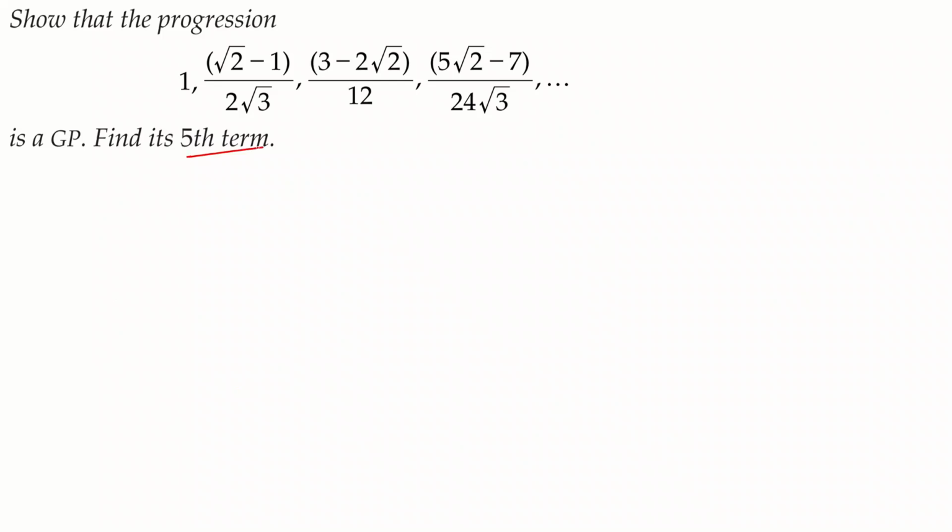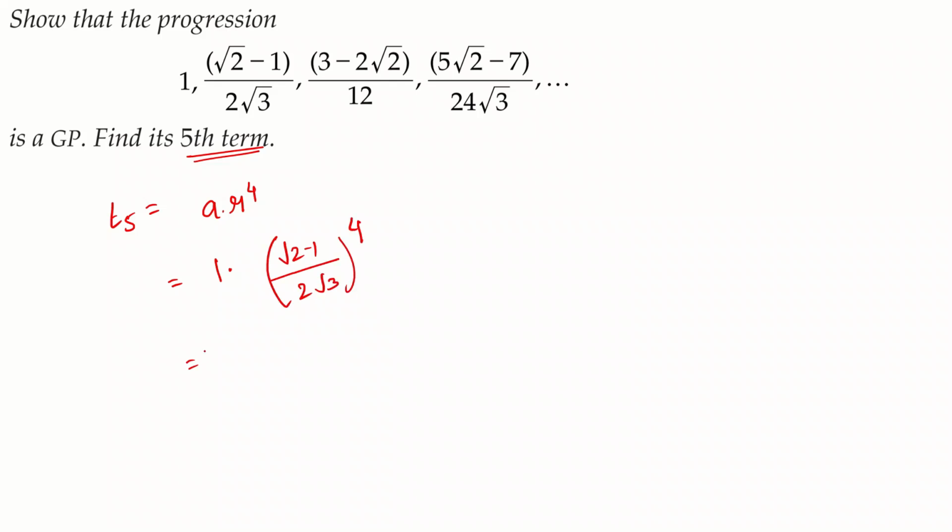Now we need to find out its fifth term. To find out the fifth term, we know that T5 is equal to a r to the power of 4. A is 1, so we put a equal to 1, and r is root 2 minus 1 divided by 2 root 3, whole to the power of 4.